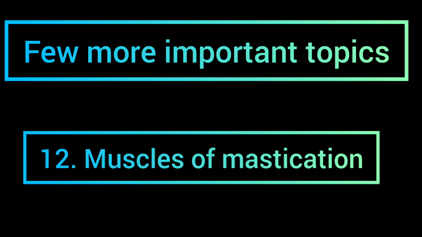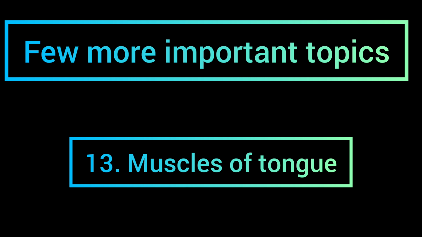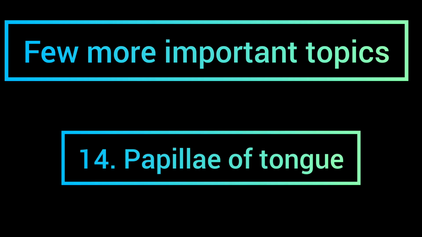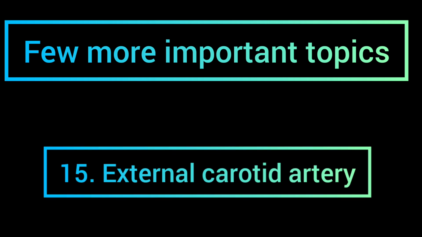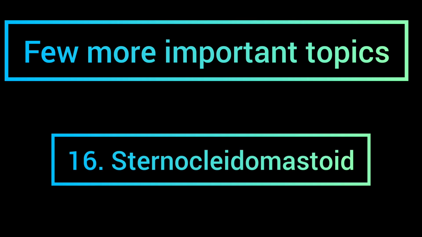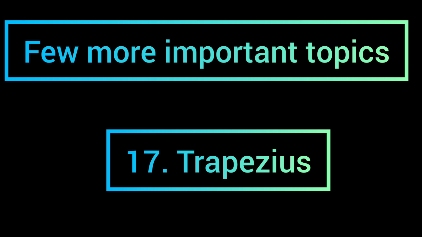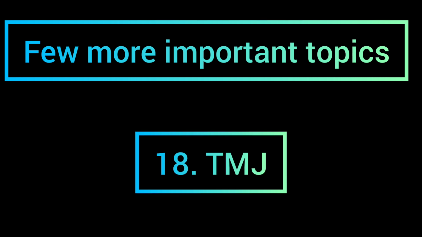12th one, muscles of mastication. 13th one, muscles of the tongue. 14th one, papillae of tongue. 15th one, external carotid artery. 16th one, sternocleidomastoid. 17th one, trapezius. And the last one, that is 18th one, TMJ, that is temporomandibular joint.